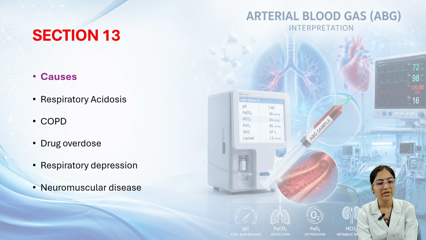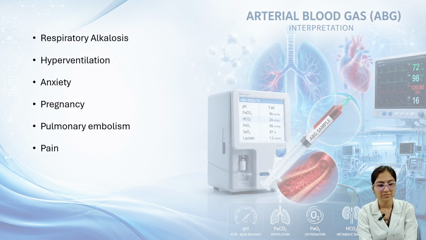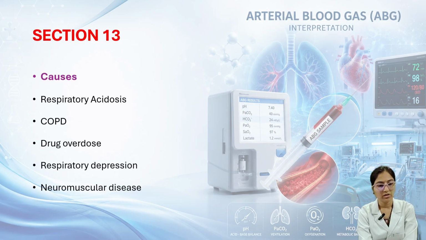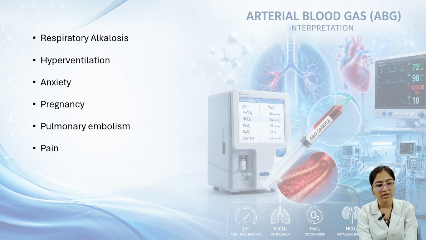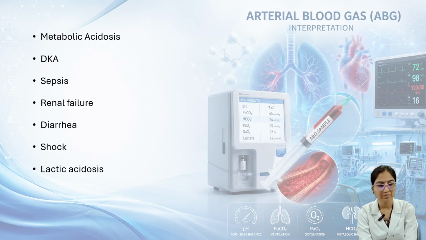Next we'll see causes. Respiratory acidosis causes: COPD, drug overdose, respiratory depression, and neuromuscular disease. These are the causes. Next is respiratory alkalosis. Here the causes are hyperventilation, anxiety, pregnancy, pulmonary embolism, and pain.